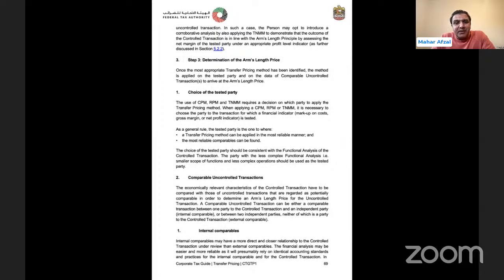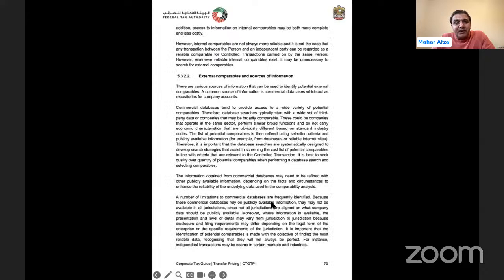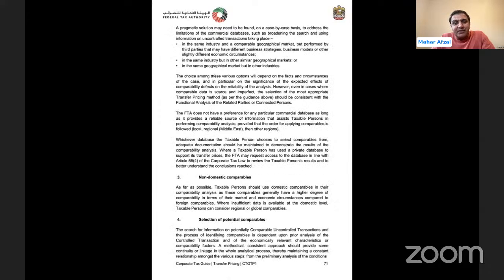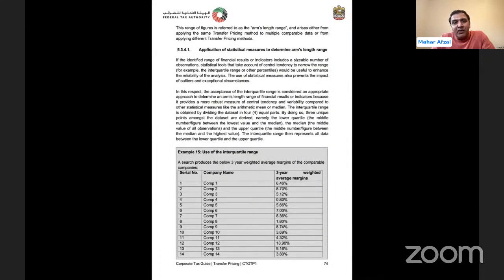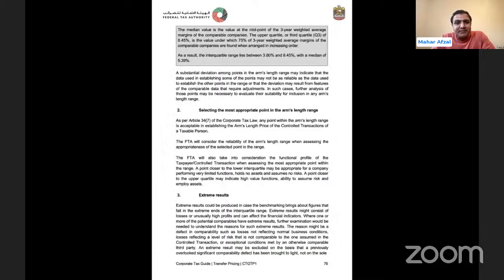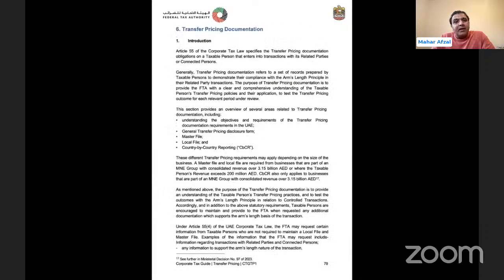Now choose the tested party, comparable uncontrolled transaction, internal comparable, external comparables, non-domestic. This is basically how you will ascertain the arm's length price. Then they're discussing transfer pricing documentation. We discussed the different types of forms. For one certain form, the entity needs to submit it on an annual basis to the FTA along with the return. This is the first thing, transfer pricing documentation, the general master file.